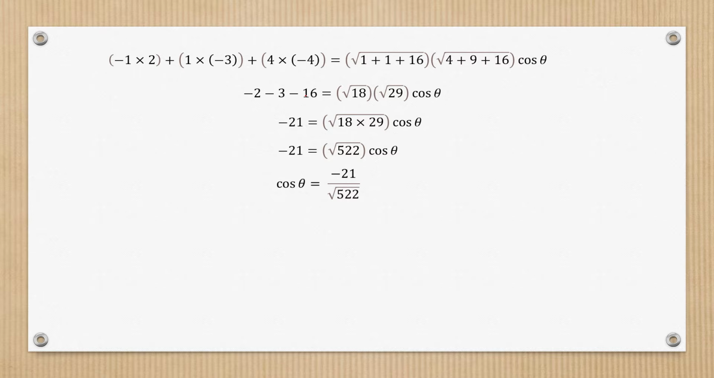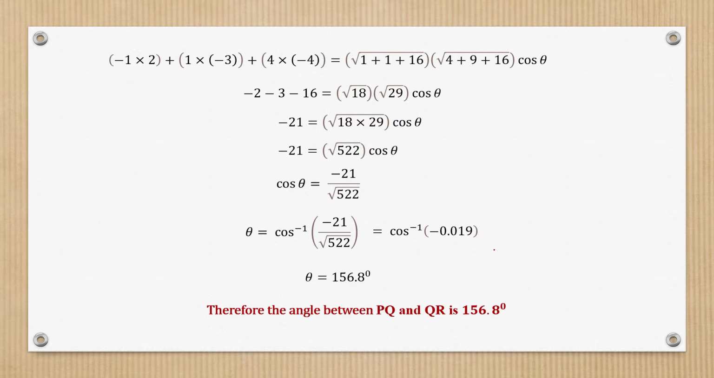So when you make cos theta the subject, cos theta shall be equal to negative 21 over the square root of 522. Then making theta the subject, theta shall be equal to cos inverse of negative 21 over square root of 522. Of course, press this in your calculator and you're going to have some value that's approximately negative 0.019, and cos inverse of that value is 156.8 degrees. So therefore, the angle between PQ and QR is 156.8 degrees.